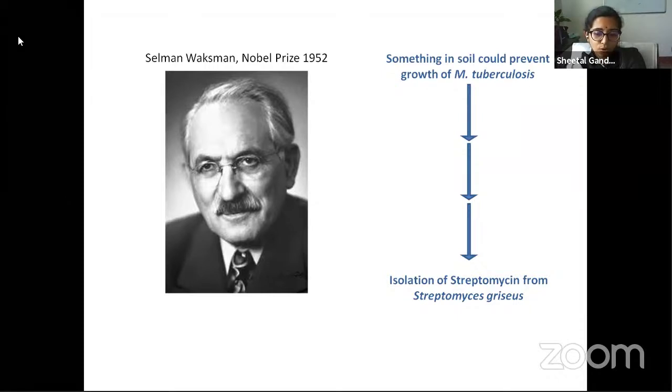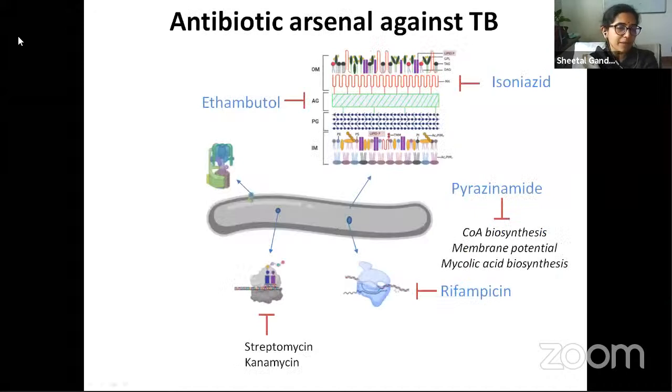And what followed is a series of different trials where it was understood that if you took only a single antibiotic, the bacteria would rapidly develop antibiotic resistance against that particular antibiotic, and that you would need multiple antibiotics to actually control this bacterium. So since then, we have had many different combinations. And finally, the combination that is the frontline anti-TB therapy is a combination of these antibiotics: isoniazid, ethambutol, pyrazinamide, and rifampicin. And they target really different aspects of the bacteria.